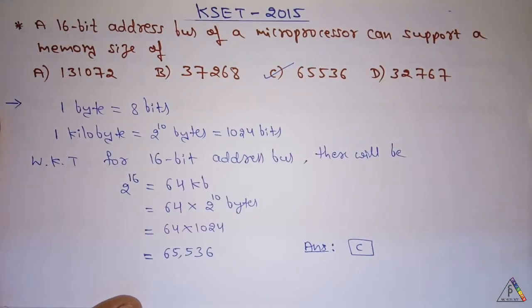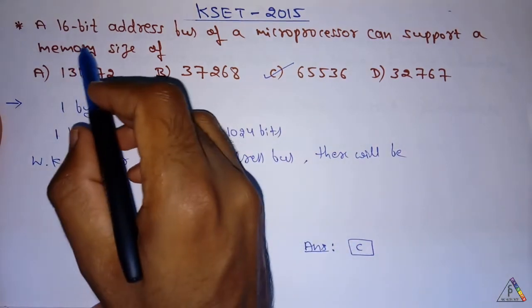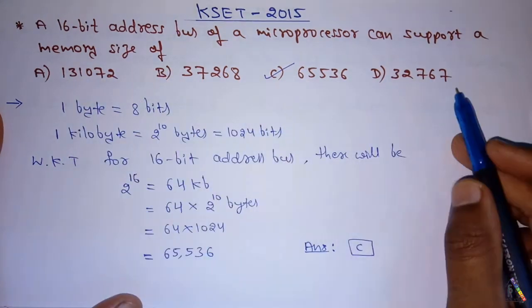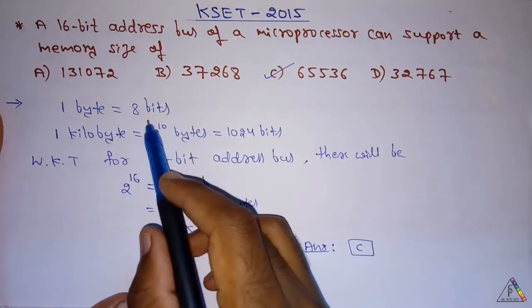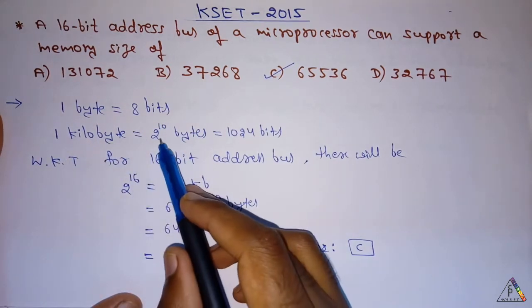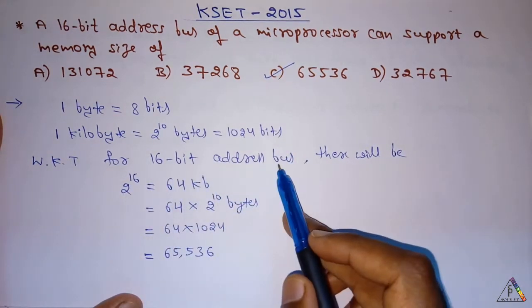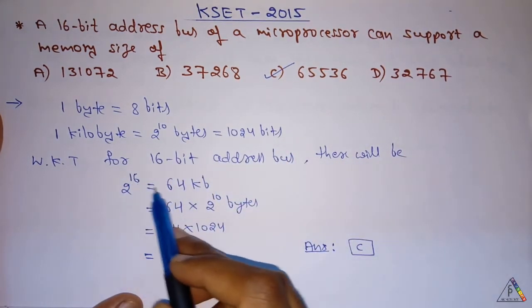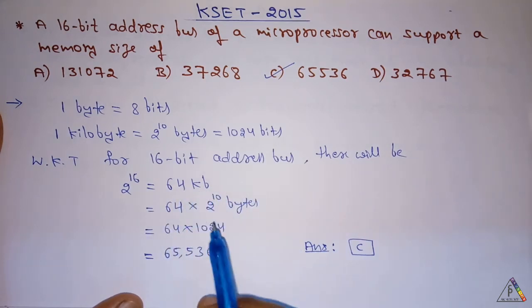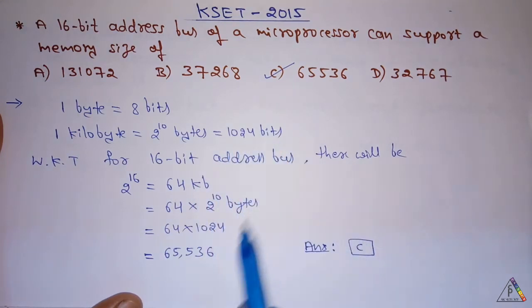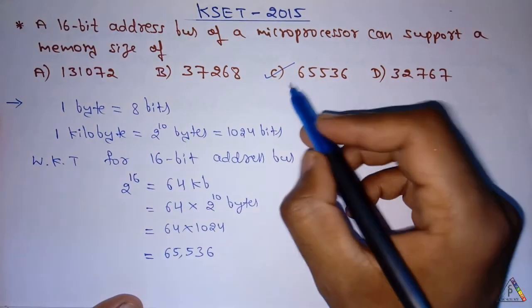This is the KSET 2015 question. The question is, a 16-bit address bus of a microprocessor can support a memory size of, these are all the options. We know that 1 byte is equal to 8 bits and 1 kilobyte is equal to 2 to the power of 10 bytes, that is 1024. We know that for a 16-bit address bus, there will be 2 to the power of 16 combinations, that is equal to 64 kilobytes of memory, that is 64 into 1024, which is 65,536. Therefore, for this question, the answer is C option.